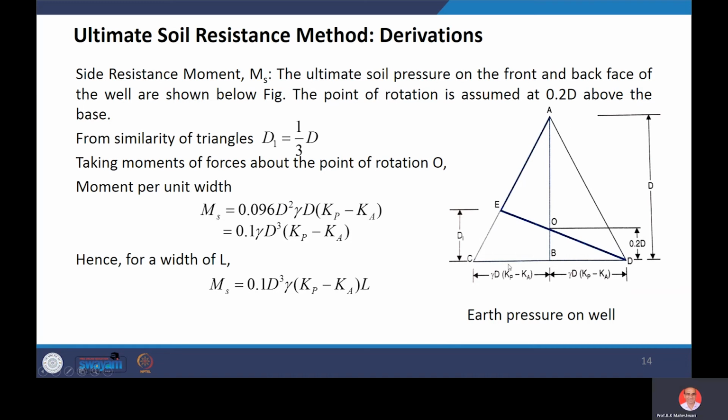From similarity of triangles, D1 will be 1/3 of the total D. That means it will be at the centroid of this. Now taking moment of forces about the point of rotation O, the moment per unit width is calculated from this relation, which is 0.096, roughly 0.1 gamma d kp minus ka. This is for a unit width. For a width of L, the moment can be calculated from this relation.